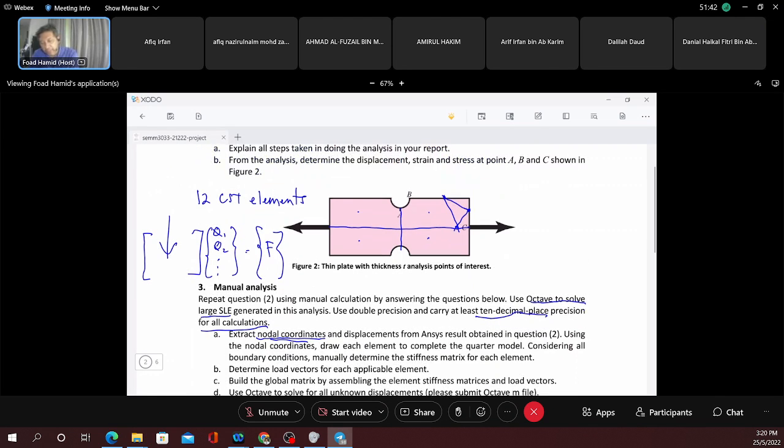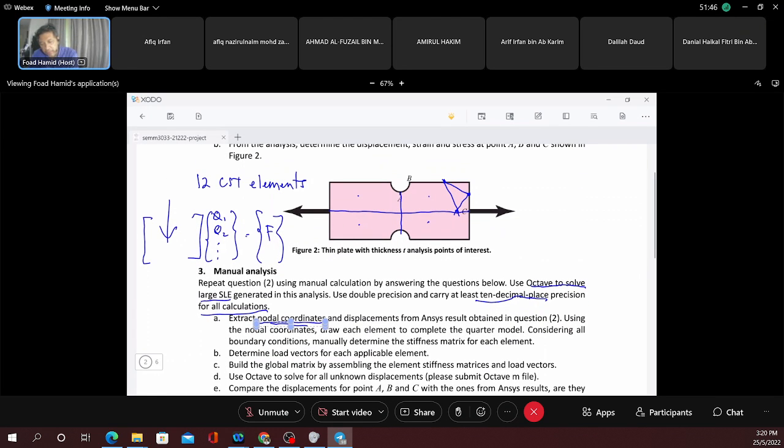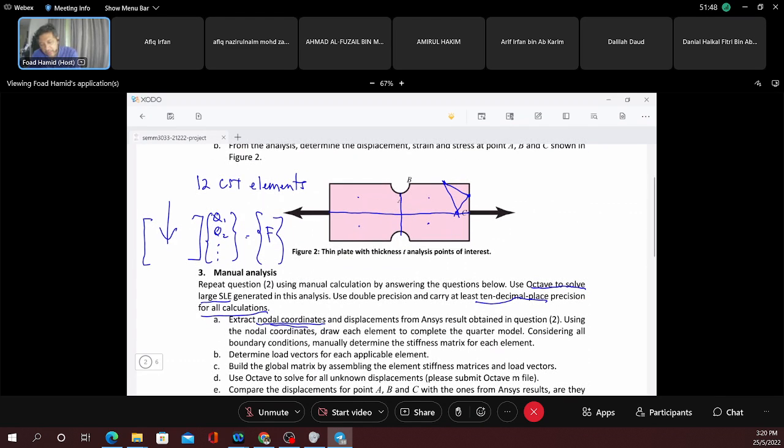For example, maybe this is element number one, and this is element number two. So you can take a look at the files. They tell you what the coordinates are for element number two. So there's no issue here. You can extract the nodal coordinates, but I don't remember if I have that in my video.